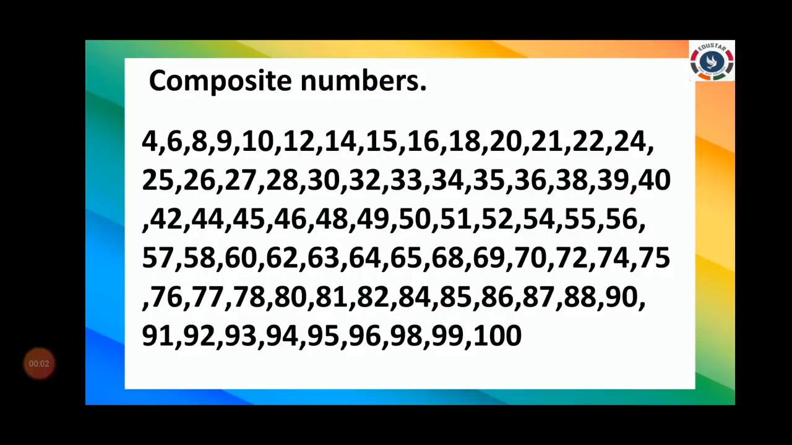Then composite numbers. We have 74 composite numbers. 1 is the universal factor, there are 25 prime numbers, and the remaining 74 are composite numbers. Which is the smallest composite number? That is 4. Which is the smallest even composite number? Right, say 4. If they ask which is the greatest 2-digit composite number, you have to tell 99.